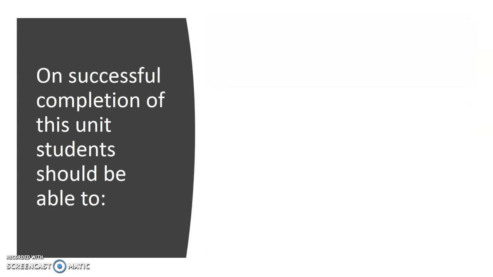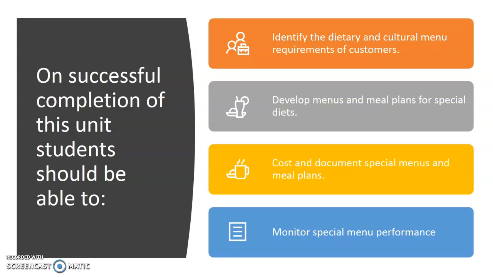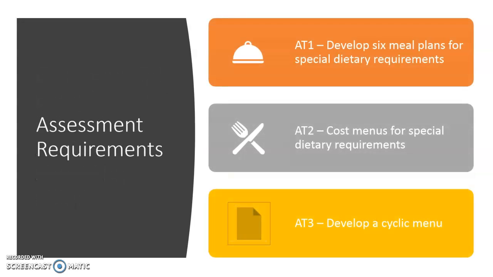On successful completion of this unit, you should be able to identify the cultural menu requirements of customers, develop menus and meal plans for these special diets, cost and document special menus and meal plans, and then monitor those meal plans finally. Each module is tied to its own assessment. Assessment Task 1 is developing the meals. Assessment Task 2 will then be costing them. And Assessment Task 3 will revolve around the cyclic menu.